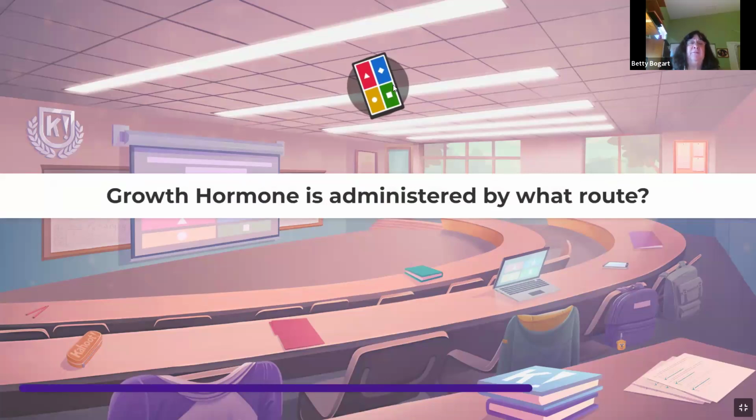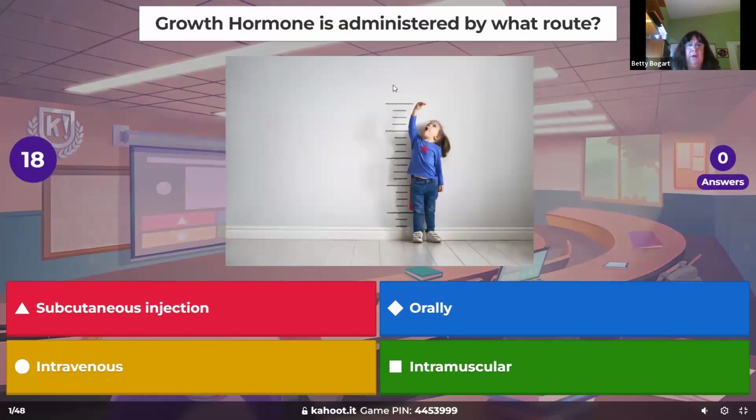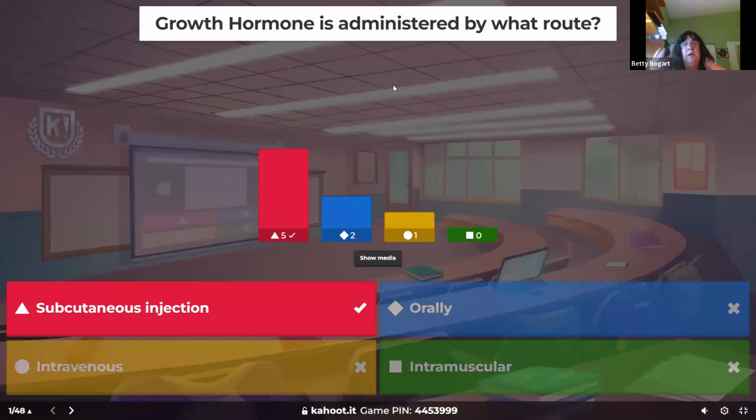Growth hormone is administered by what route? Well, these chapters in endocrine talk about different places of hormones. Pituitary is either fluid or growth. You have your thyroid, which is cognition and growth. Parathyroid, all about calcium. And then your adrenals, all about the cortisol steroids. So you've got to figure out where these things are coming from.